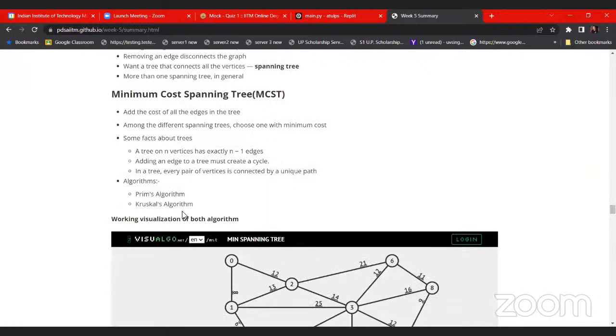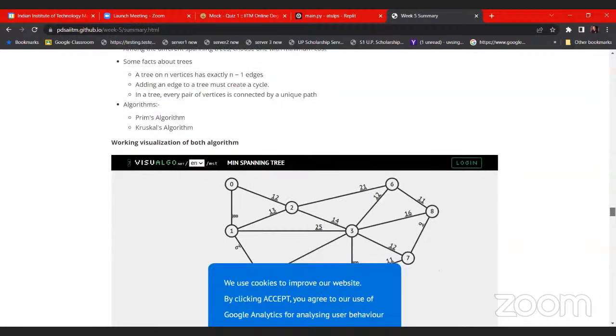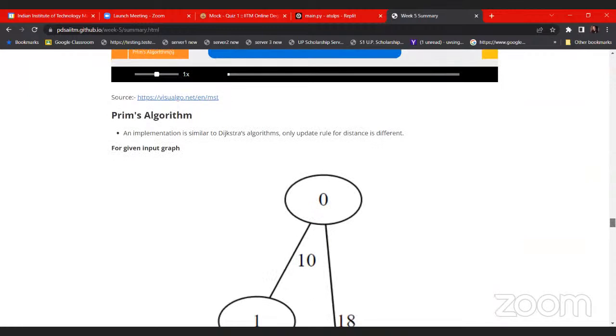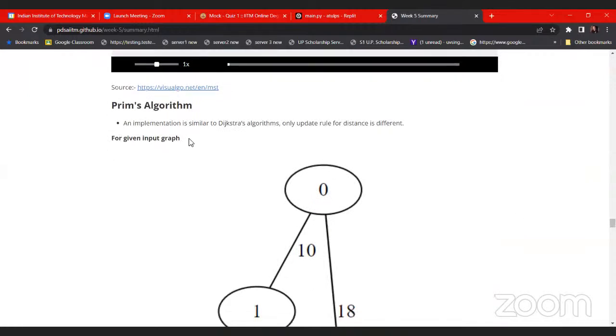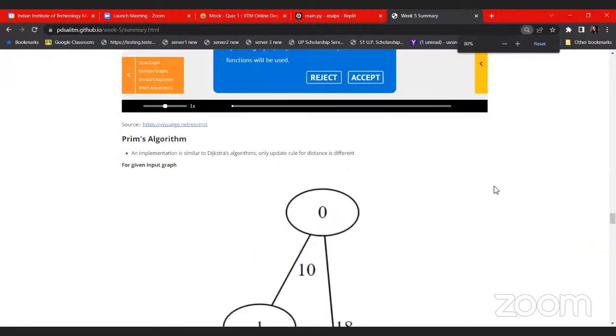Algorithms. There are two algorithms which we can use to find the minimum spanning tree for a graph. First is Prim's algorithm, second is Kruskal's algorithm. First we will learn Prim's algorithm. Prim's algorithm is approximately similar to Dijkstra's algorithm. So we will see the concept and what the similarities are.